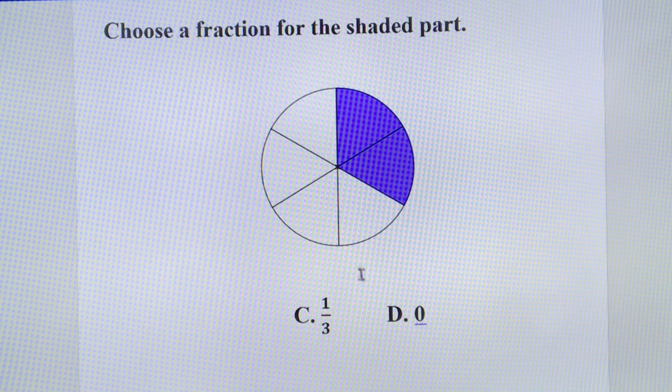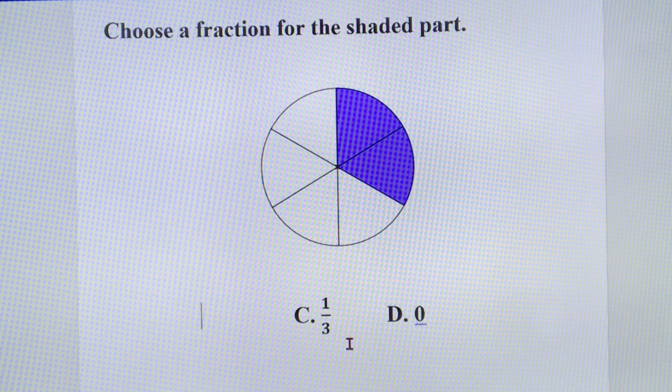Choice C is 1 over 3, and I don't know that this one is correct or incorrect. It's divided into 6 pieces, so I'm a little confused that I see a number 3 there. I'm not ready to eliminate it yet because I'm not sure it's wrong.